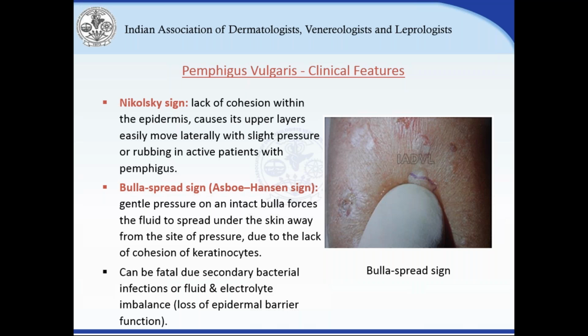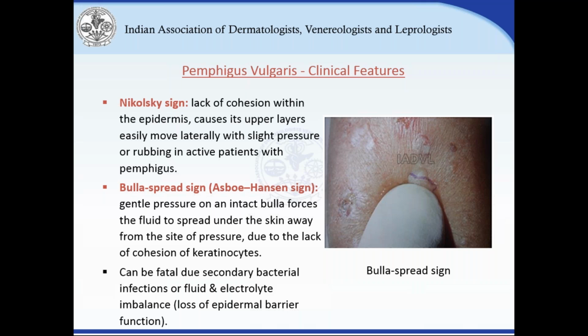Then you have a bulla spread sign or an Asboe-Hansen sign. Actually, there is a slight difference. Bulla spread sign is for larger bullae, Asboe-Hansen is for very small bullae. Now, in bulla spread sign, if the bulla is large, first you draw the outline of the bulla on the skin, as it is seen here with blue ink. He has drawn the initial outline of the blister, and then applies pressure from one side. That is, try to push the fluid out.